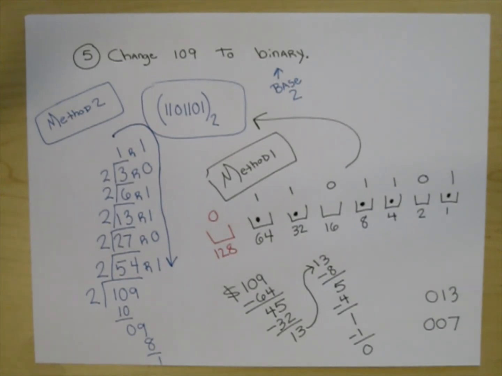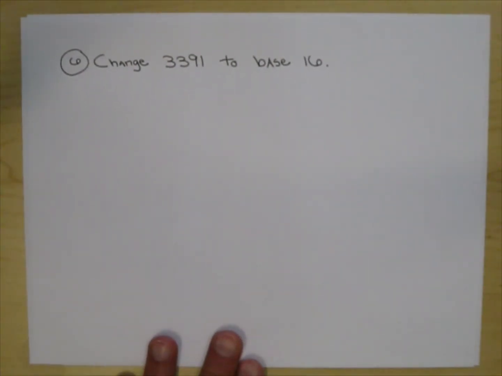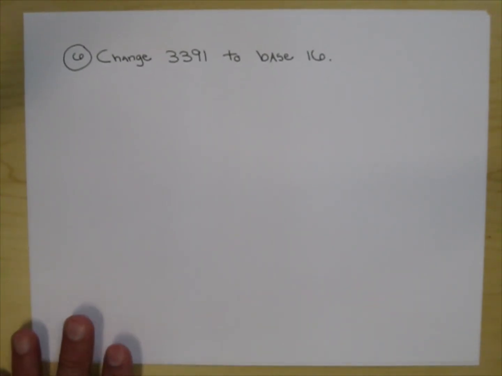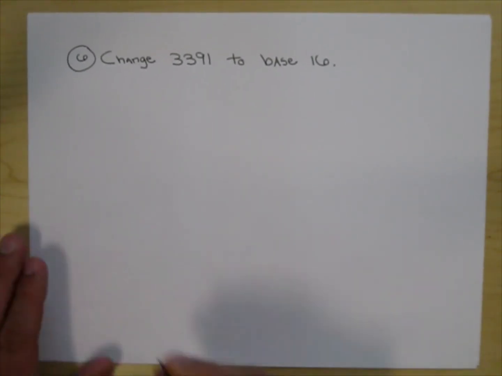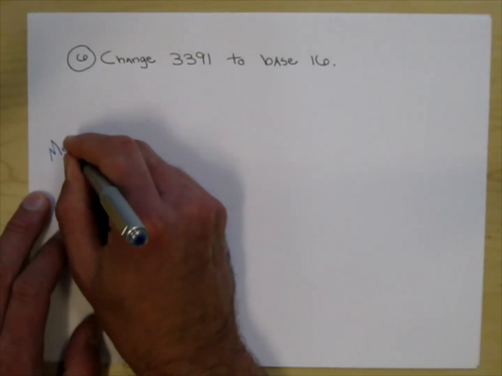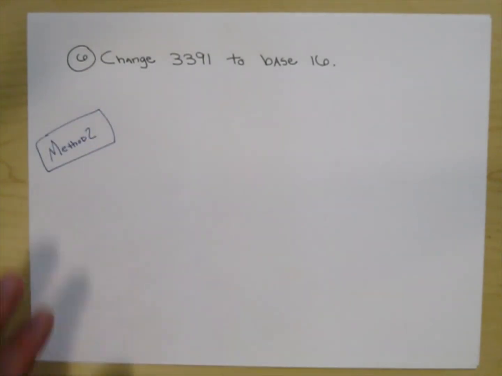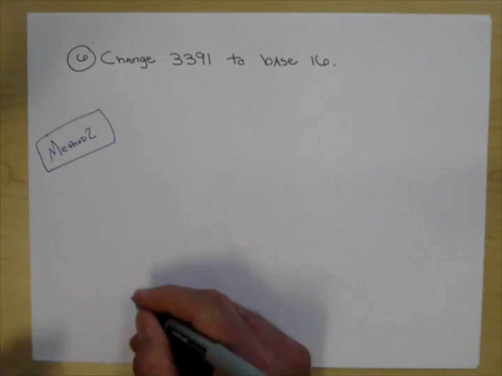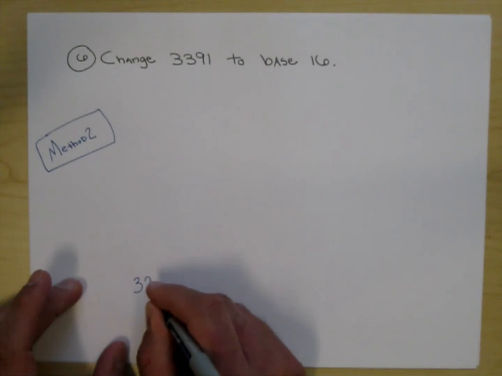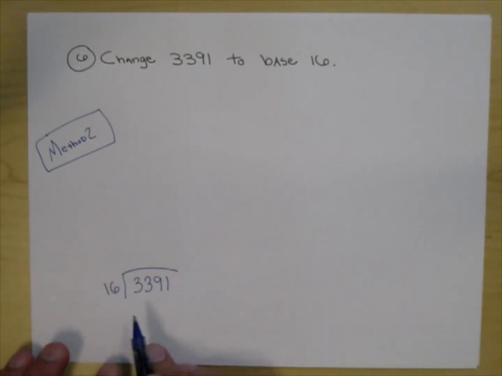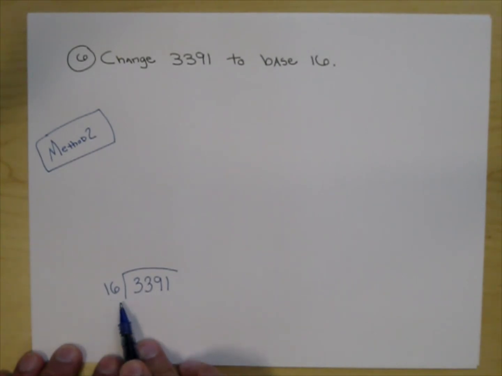Let's go ahead and do another example where we change a number to base 16. I'm going to do method 2. Now, there is a little thing that comes up on this, so we have to be careful. So method 2. 3,391. I'm going to put 16 into that. 16 goes into 33.